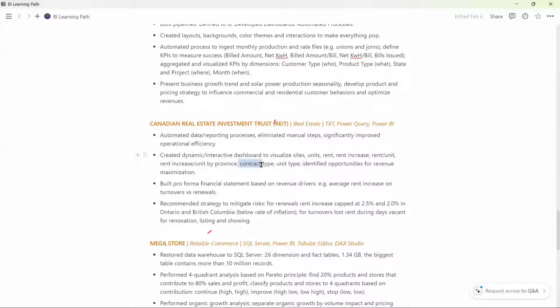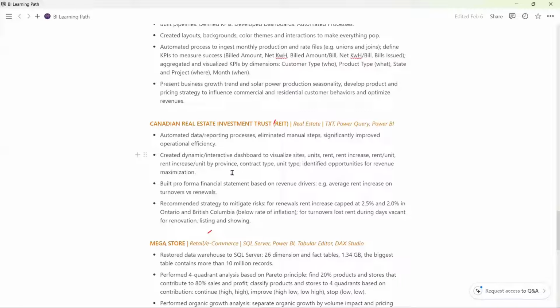By contract type, there are two types of contract, turnover and renewal. For renewal, you cannot increase the rent too much. You can only increase less than 2%. But turnover means the old tenant, the contract expired, the tenant moves out, a new tenant moves in, and then you can set the price. So you can set any price. You can charge whatever rent. Unit type. So you could have apartments, you could have houses, you could have condos, you could have townhouses.